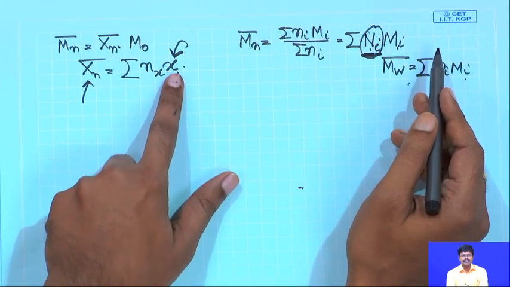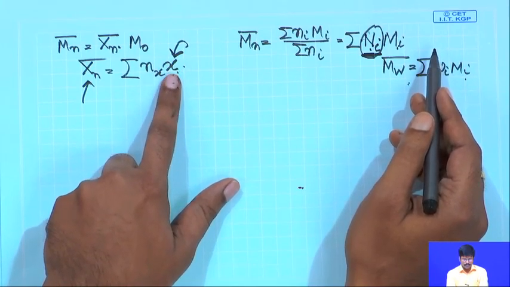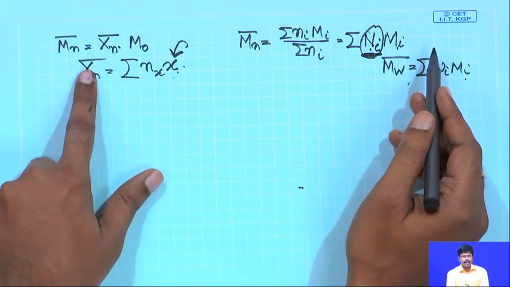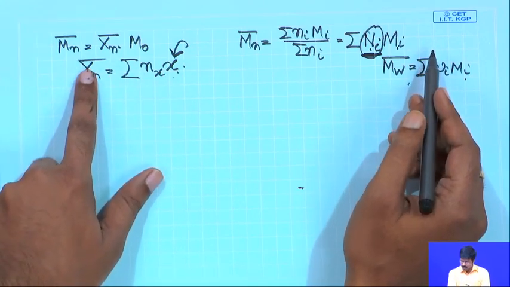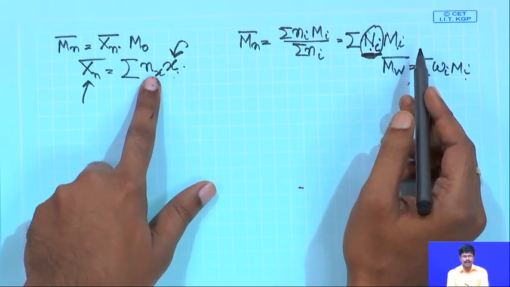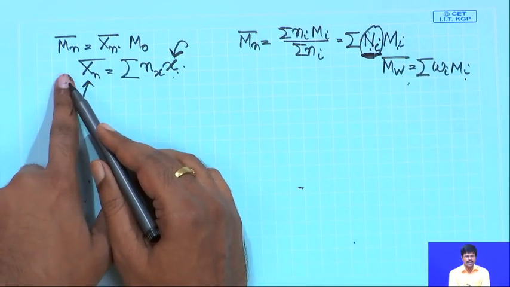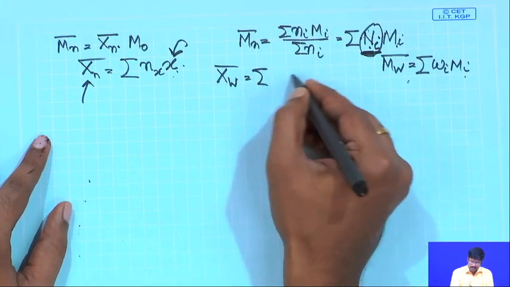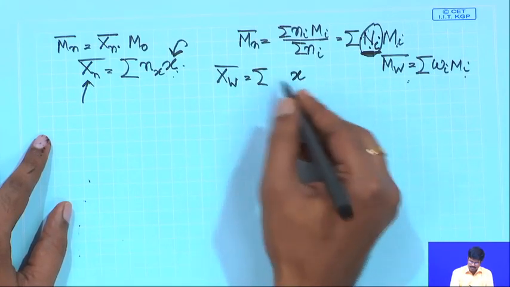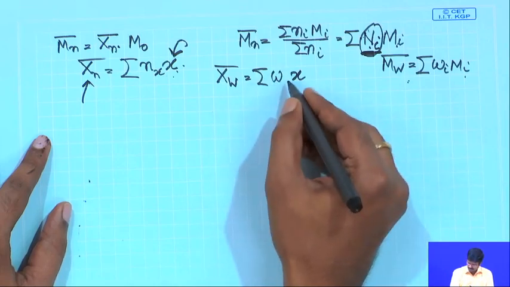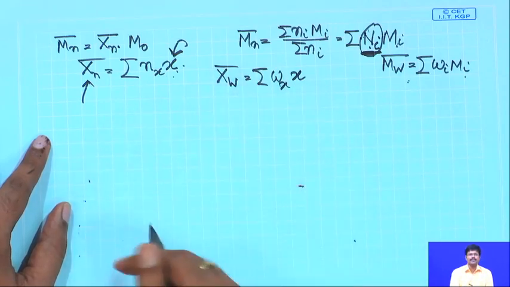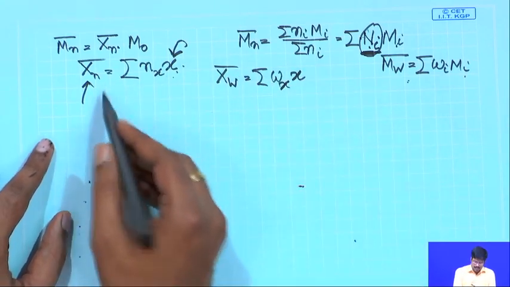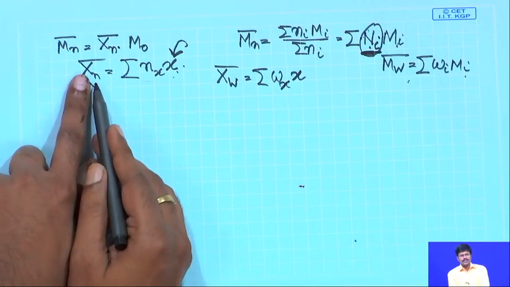Here you are weighing the degree of polymerization to get average degree of polymerization. When you are weighing the degree of polymerization with the number fraction, then you are getting the number average degree of polymerization. When you are weighing the degree of polymerization with the weight fraction, then you get the weight average degree of polymerization. So, the same concept of average. Okay. So, this is the number average degree of polymerization.